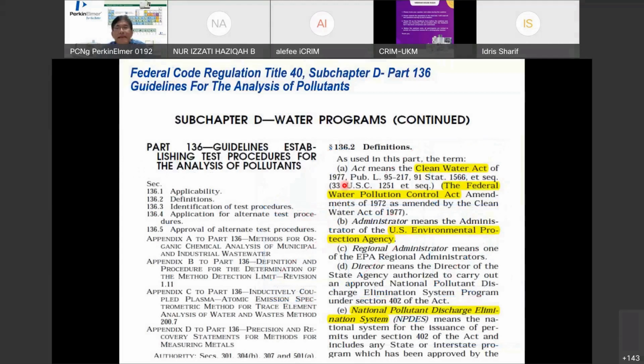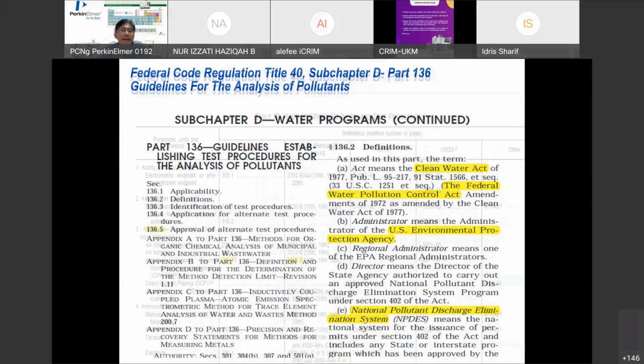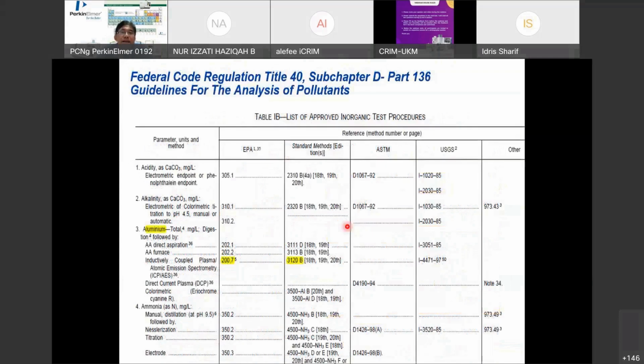So, okay, there is the APHA method. Now we take a look. This is the Code of Federal Regulations Title 40, US EPA. It's the Clean Water Act. Okay, it's also listed under DOE, like the US EPA method. It's the National Pollutant Discharge Elimination System. Now we take a look. The methods here are listed as EPA method and APHA method.